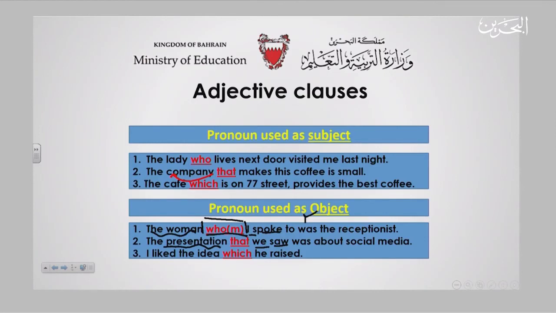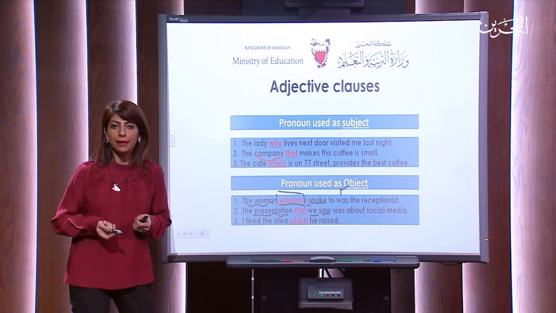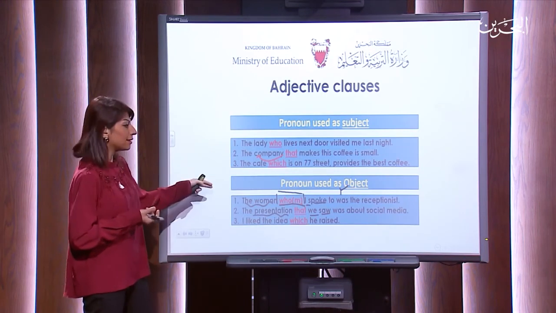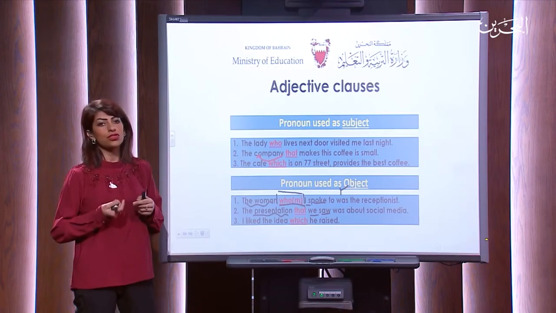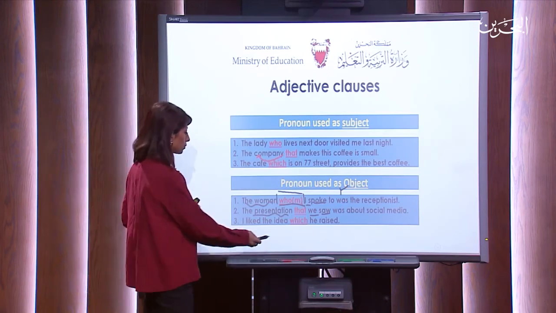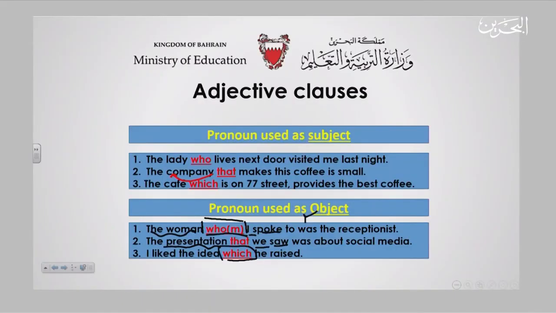Last but not least, it will be the same thing, because that and which both determine objects in this case, or let's say they determine things. So, which is used here. Let's see the example. I liked the idea which he raised. I is the subject. Liked is the verb. You liked what? We liked the idea which. So now which here refers to the idea.